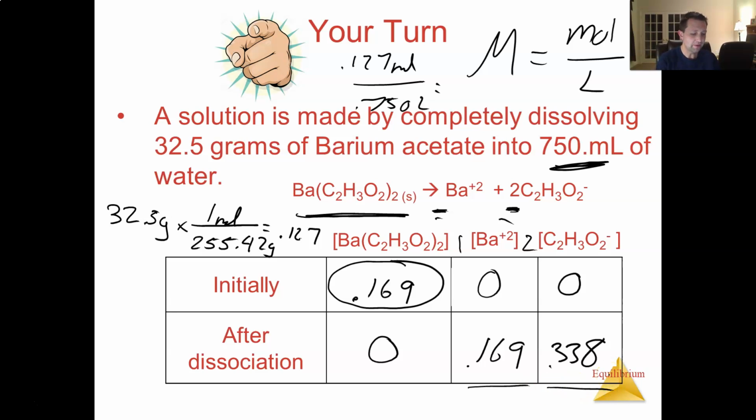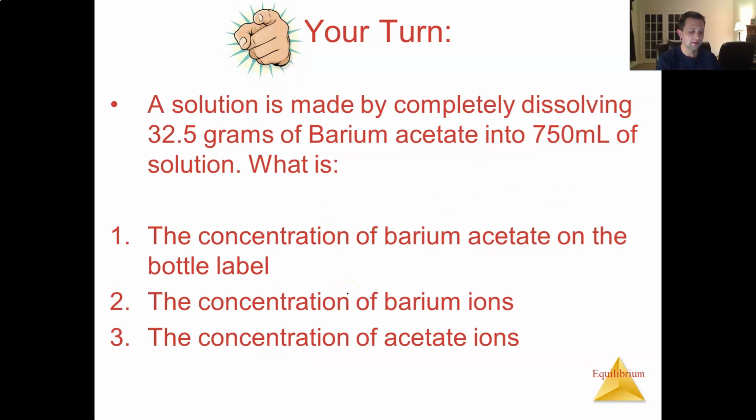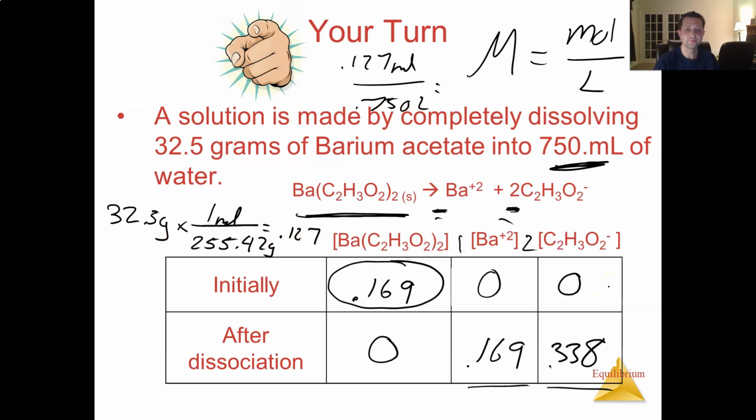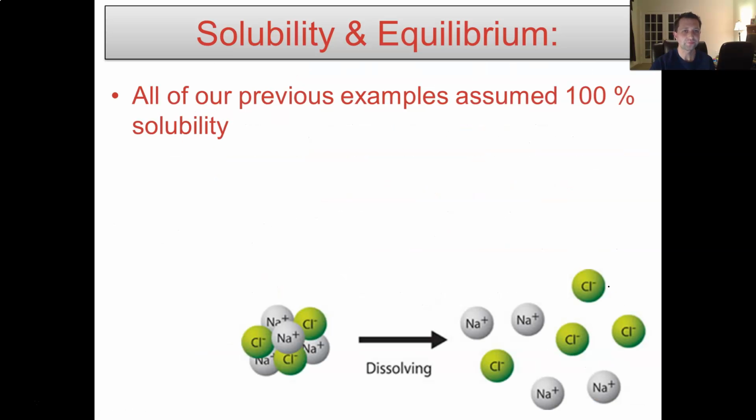All right, but the bottle is just going to say 0.169 molar barium acetate. So concentration on the bottle, 0.169. Barium, 0.169. Acetate, when it dissolves, 0.338. All right, that takes care of it. So a lot of the solution equilibrium works the same way here. All right, so answers pop up. Looks like we got them right.